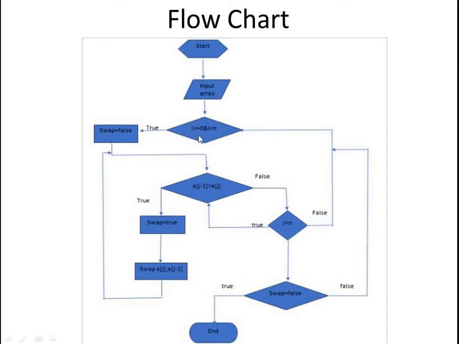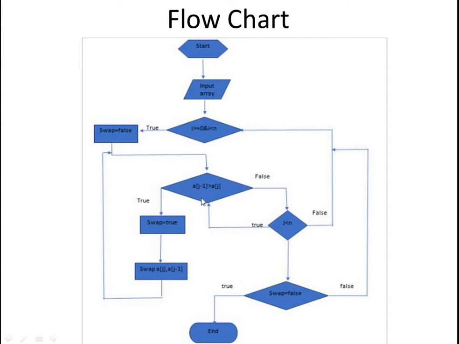So i is counting the number of passes, and here j is counting the index of the array. It starts from the first element and goes till the last element. It checks if j is less than n, so it should go up to n minus 1, that is, all the way to the end of the array. If this condition is true, then it checks another condition.